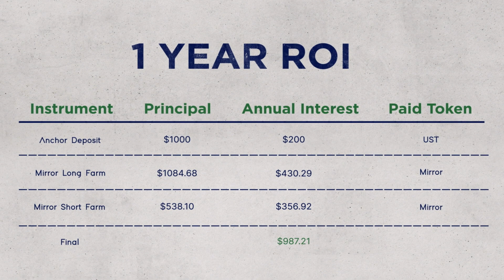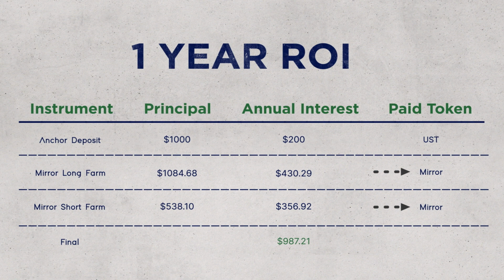Quickly looking at our 1-year ROI here, we're earning 200 from Anchor, 430.29 from the long farm, and 356.92 from the short farm. Brings us to a grand total of 987.21 per year. Now, keep in mind here, the Mirror rewards you receive from the long farm and short farm can be compounded into governance for an additional 20% yield, at the time of this recording anyway.